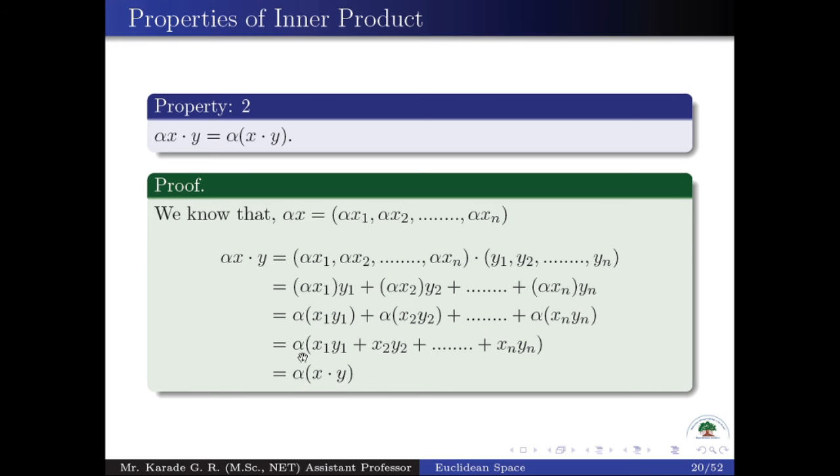If I take alpha common, inside the bracket x1 y1 remains, plus from the second term x2 y2 remains, plus dot dot dot plus, from the last term xn yn remains. So alpha into this bracketed quantity. Now you observe that this bracketed quantity is nothing but the inner product of vector x with y. So finally we have proved that the inner product of alpha x with y is the same as alpha times the inner product of x with y.